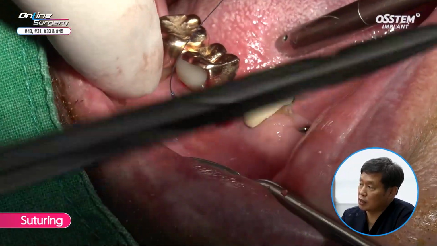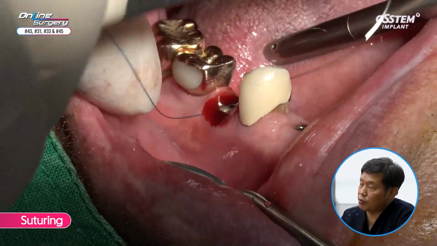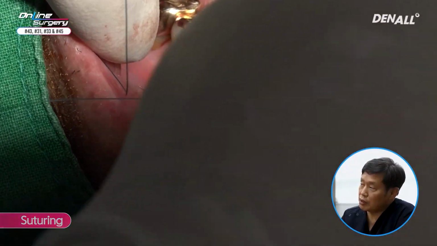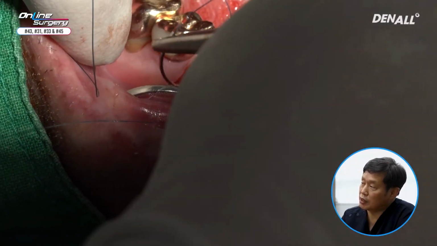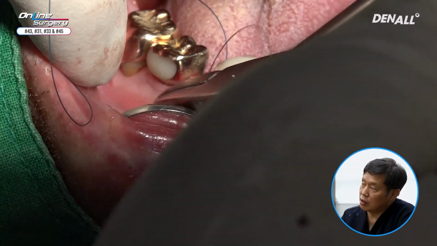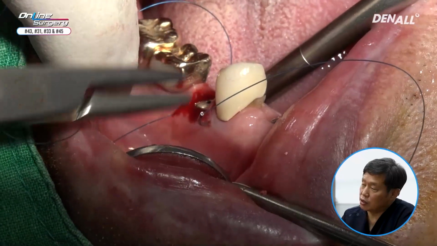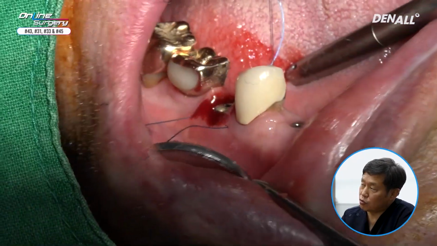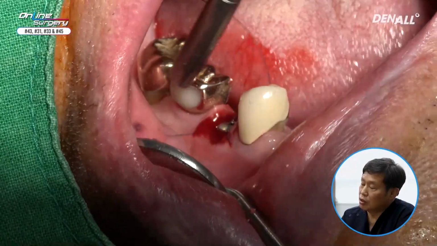A suture was barely necessary, but suture was done once. Just like suturing extraction socket, a figure of 8 suture was used so that the graft material does not come out too much.